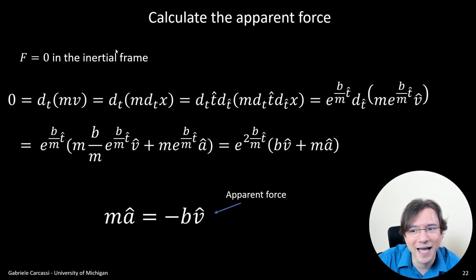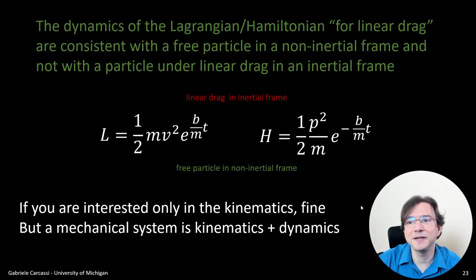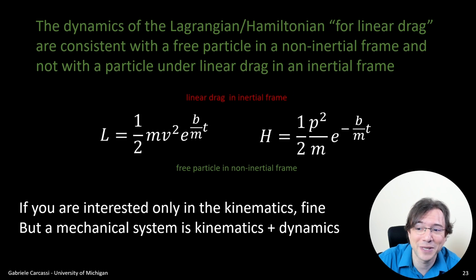And so you can go and calculate the apparent forces. Of course, you go through the math, and it's going to be very similar to what we already did before twice, and you're going to find that m a is equal to minus b v. And so this is the apparent force that the non-inertial observer sees, and it's a force that is dependent on the velocity. So the point here is that the dynamics of the Lagrangian and Hamiltonian for a linear drag are not consistent with a linear drag, but are consistent with a free particle in a non-inertial frame. And this, I think, is really what's going on. You just are in a different frame and things work out to be like this. And so if you're interested only in the kinematics, then fine, you can use this Lagrangian and Hamiltonian to recover the kinematics. But a mechanical system is not just the kinematics, it's the kinematics and the dynamics.